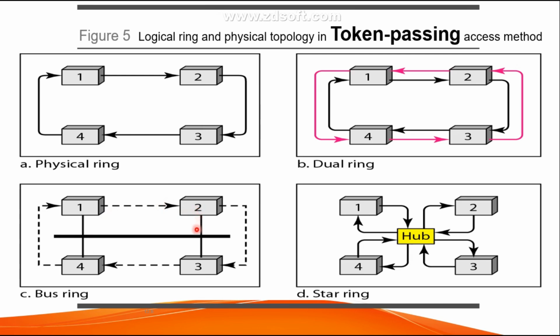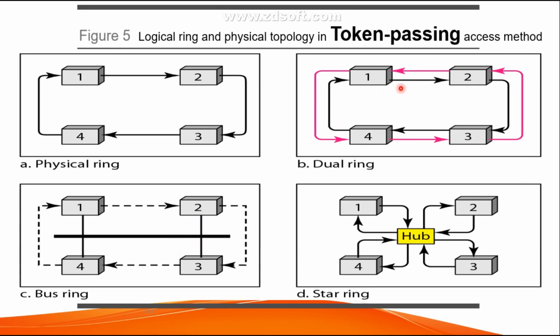And it inserts the address of its successor in the token. Suppose station 1 has finished its data. Now it is going to pass the token to station 2, and in that token it has the address of station 2. Only the station whose address matches the token's destination address gets to access the shared data. If the destination address and the token address are the same, then only station 2 has access to that shared media.